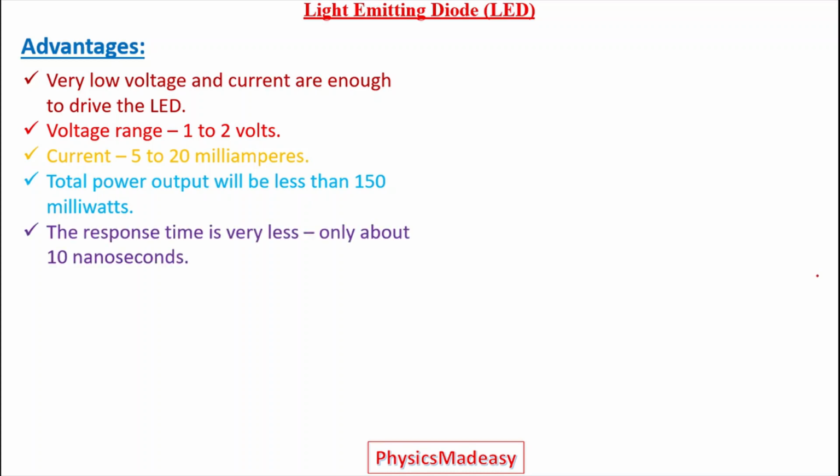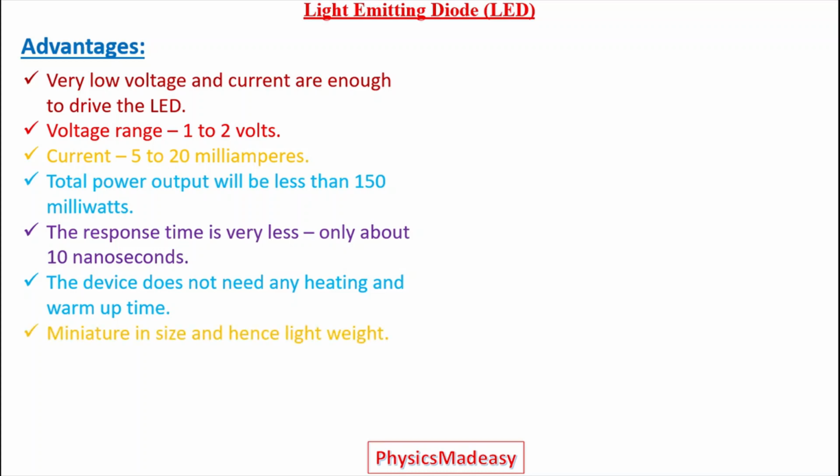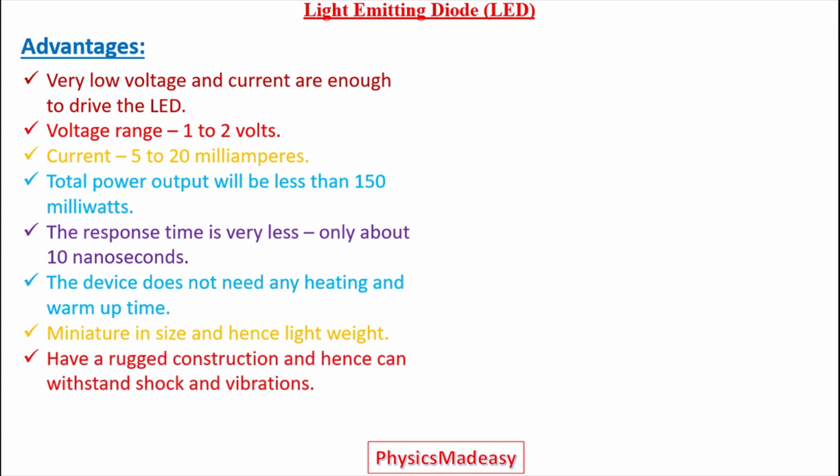The response time is very short, only about 10 nanoseconds. The device does not need any heating or warm-up time like conventional light sources such as a sodium lamp or mercury lamp. The size is very small because of its miniature size, so even in screens we are able to use LEDs. It has a rugged construction, and hence it can withstand physical shock and vibrations. And an LED has a very good lifespan, more than 20 years.